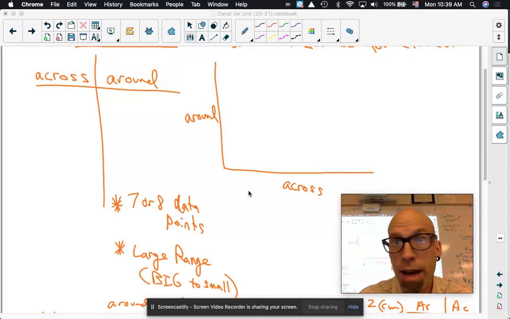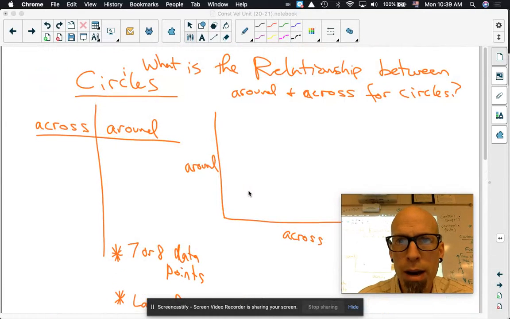Now, I didn't create an assignment for it. It's just what you need to do for the next time we get together, and then we'll talk about what you saw, what you observed, and what we think about this. What is the relationship between the around and the across for circles?